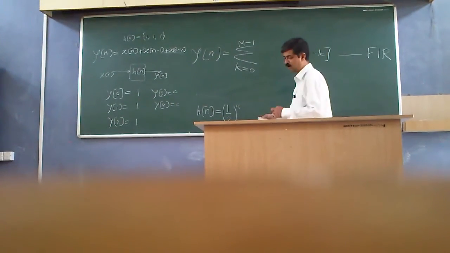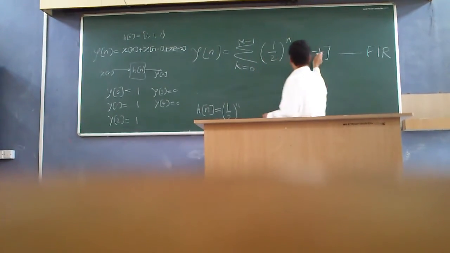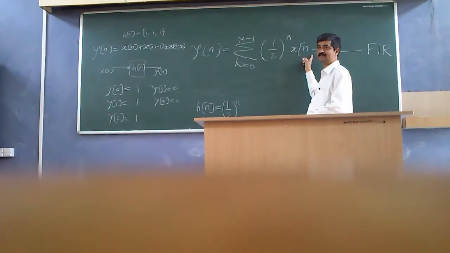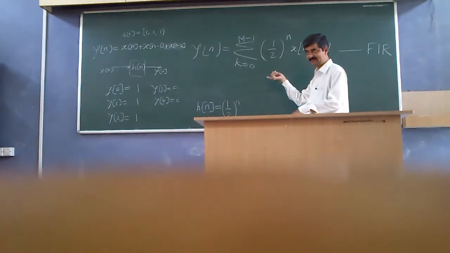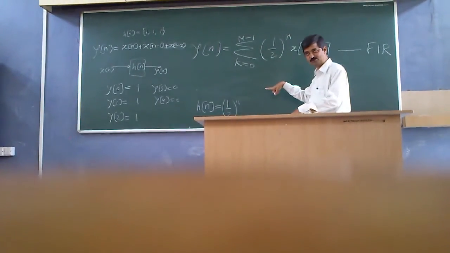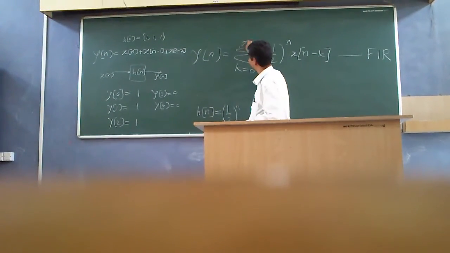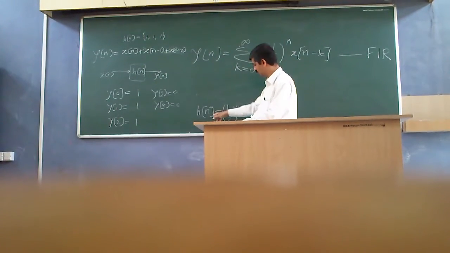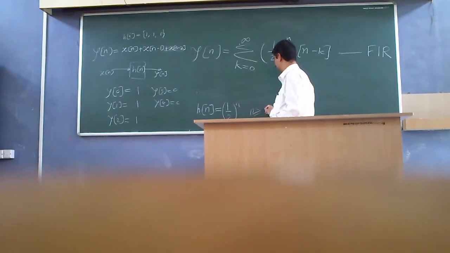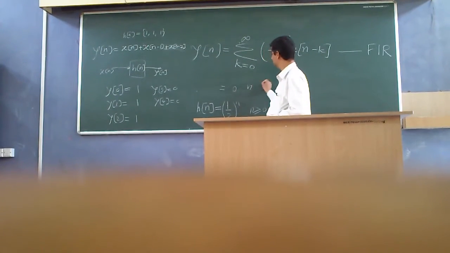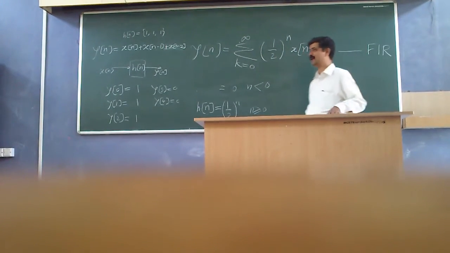You can write it in this form, h of n is half raised to n, x of n minus k. Right? In this form you can write, you can write it in compact form also. But if you are writing in this form, it should always be infinity, because h n is equal to half raised to n for n greater than or equal to 0, and it's 0 for n less than 0. So it starts with 0. So now what will y be if I apply impulse as input?